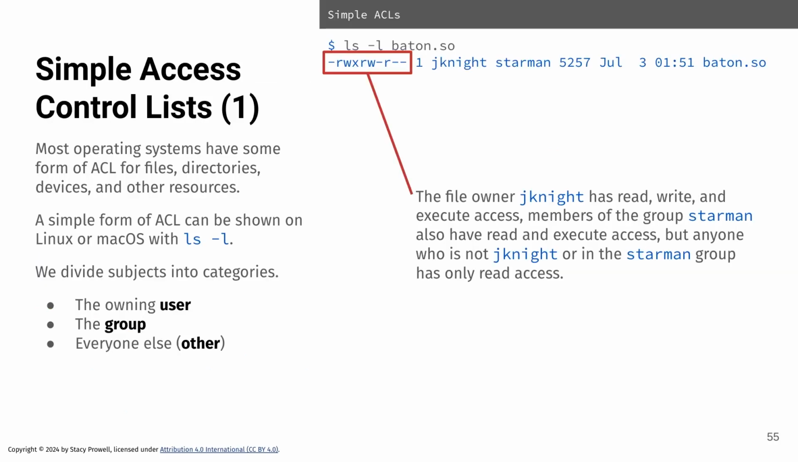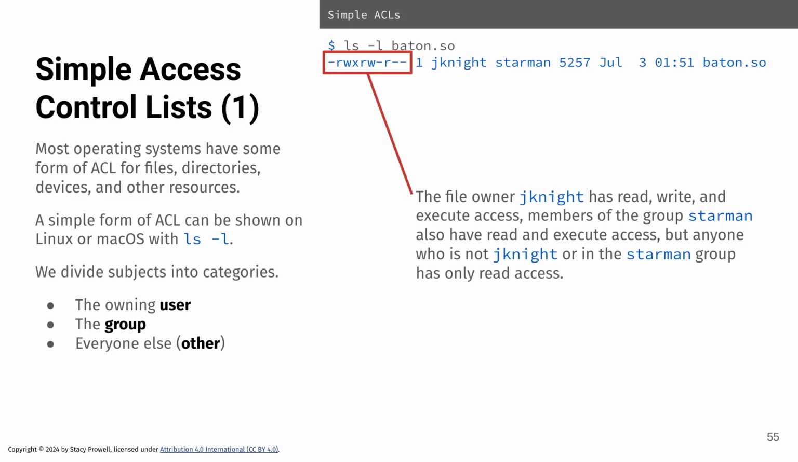Simple access control lists, you've been seeing them all this time, maybe not thinking that much about them, but when you do an ls -l on Linux, you see at the start the permissions for the user, the group, and everyone else. So, for example, up here, baton.so, the baton shared object, J Knight is the owner. He has read, write, and execute permissions for baton. The Starman group has read and write, but not execute permissions. And everyone else in the system can read, but they cannot write, and they cannot execute baton.so. There you go.